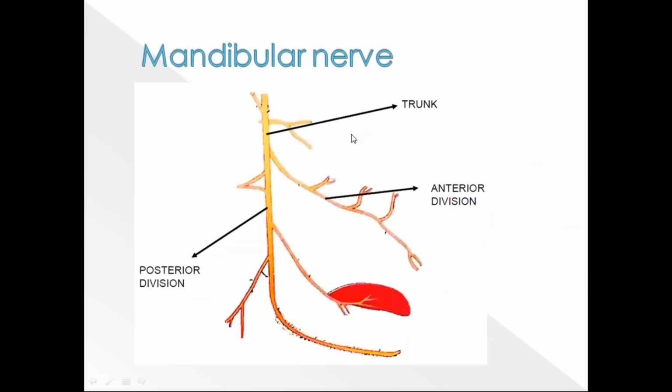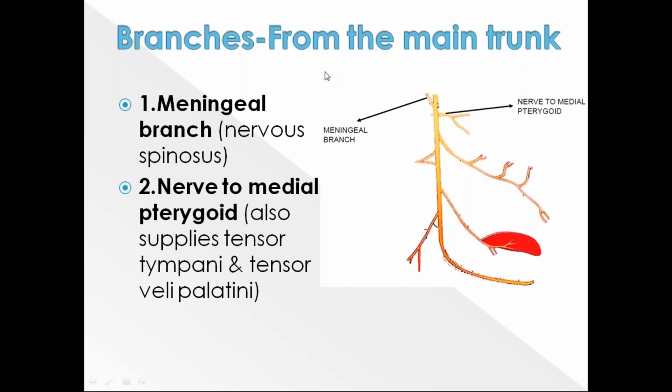Okay. Now, after this, the trunk will be a very short one. Then immediately the mandibular nerve divides into two divisions: anterior division and posterior division. The posterior division is the largest division of the mandibular nerve. Okay, so we'll see the branches from the main trunk now.